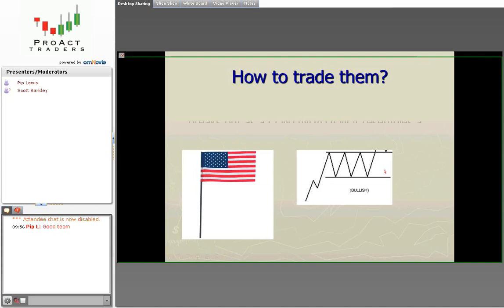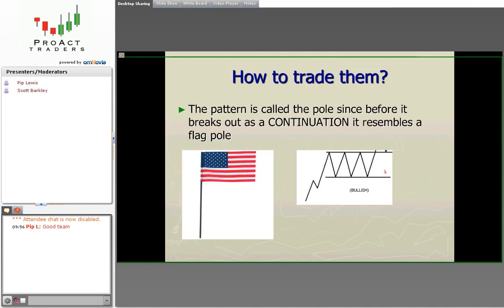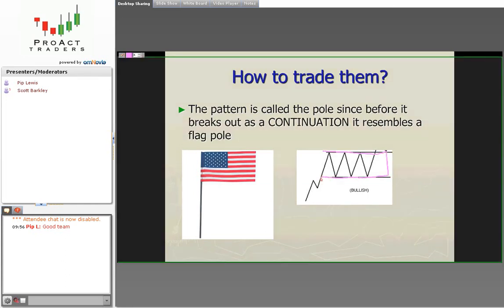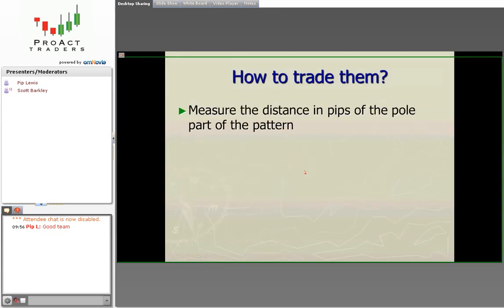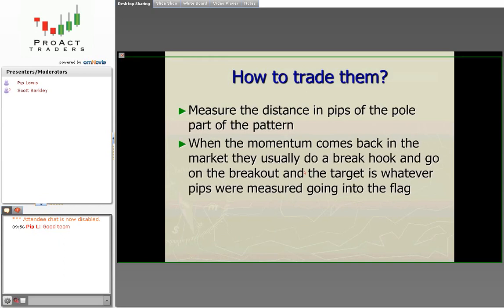So how do we trade them? The pattern is called the pole since before it breaks out as a continuation, it resembles a flagpole. So here's the flag waving in the wind right here, but this is the pole that got us into that. And this is the critical thing for us right there. We measure the distance in pips of the pole part of the pattern, and when the momentum comes back in the market, they usually do a break, hook, and go on the breakout. And the target is whatever the pips were measured going into the flag.